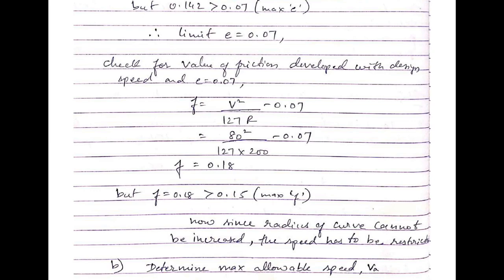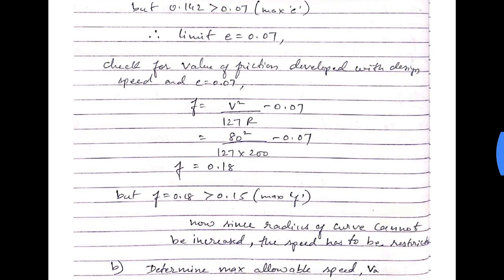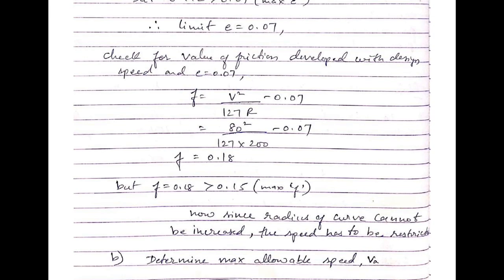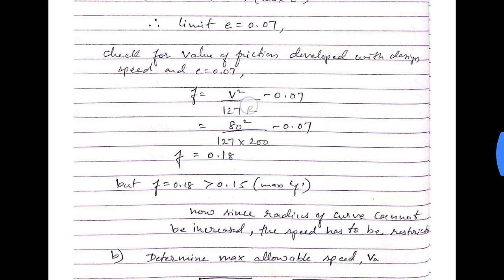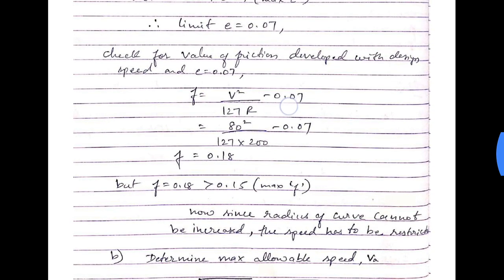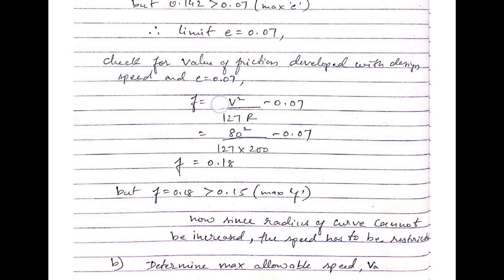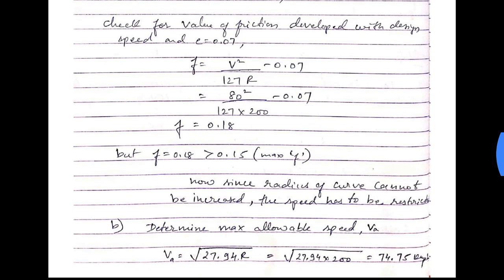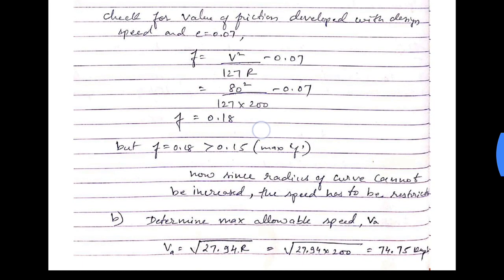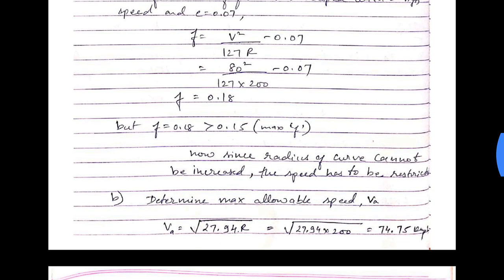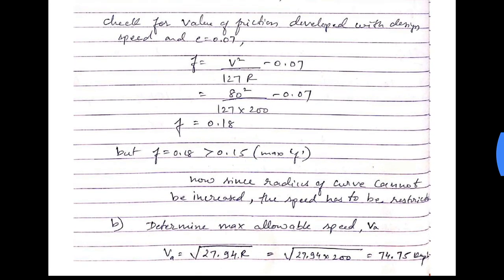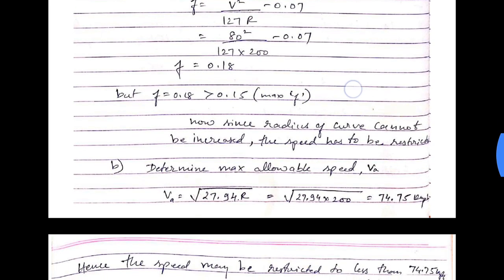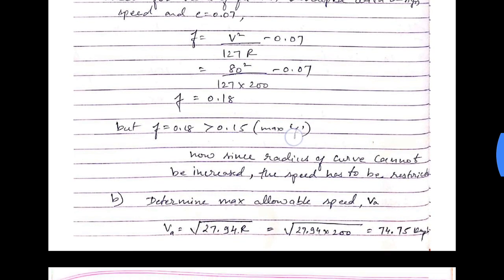Okay, so check for value of friction developed with design speed and E equal to 0.07. So we have the formula F equal to V square by 127 R minus E. So E we have taken 0.07. Substitute the value of V and R over here, so 80 and 200. So we get the value 0.18. Okay, but now again this value is greater than 0.15, that is the maximum F value given in the question. So what we do is, now again we adopt the maximum value F equal to 0.15.